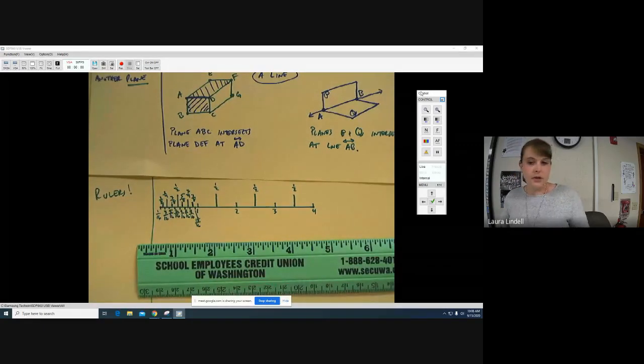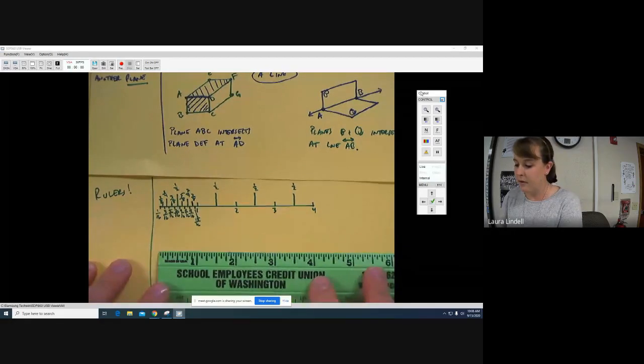Most rulers are broken out this way. Occasionally in books or on worksheets, you'll see rulers where an inch is broken out into 10 pieces. Then you would be counting in tenths of inches and things like that, but that's not the norm.